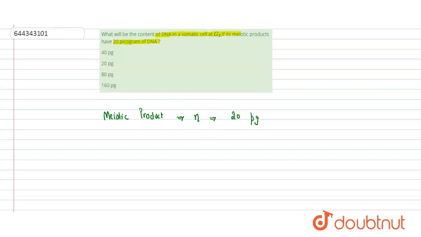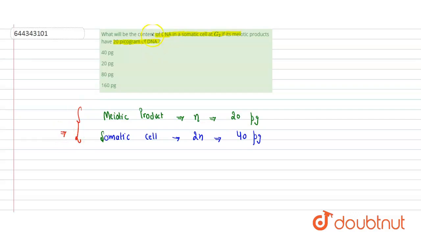Now, if it's a meiotic product, definitely it is formed from a somatic cell of an organism, and that somatic cell will be diploid. That's why by meiosis it is formed as a haploid. So it is understood that it will be diploid, having the diploid content, that is 40 picogram. So this is the first instant observation.